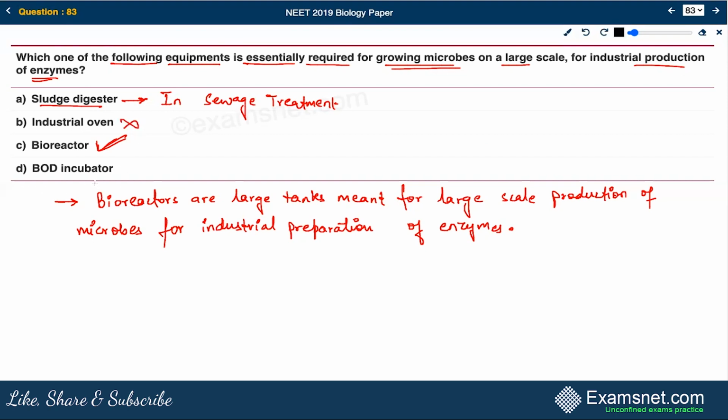And BOD incubator, BOD basically is the biochemical oxygen demand incubator. And this is also used in case of pollution. This is actually used as a pollution indicator, or to check the level of pollution in the water bodies. All right, so again, this is not an option. So that's why the correct answer is supposed to be option C over here.